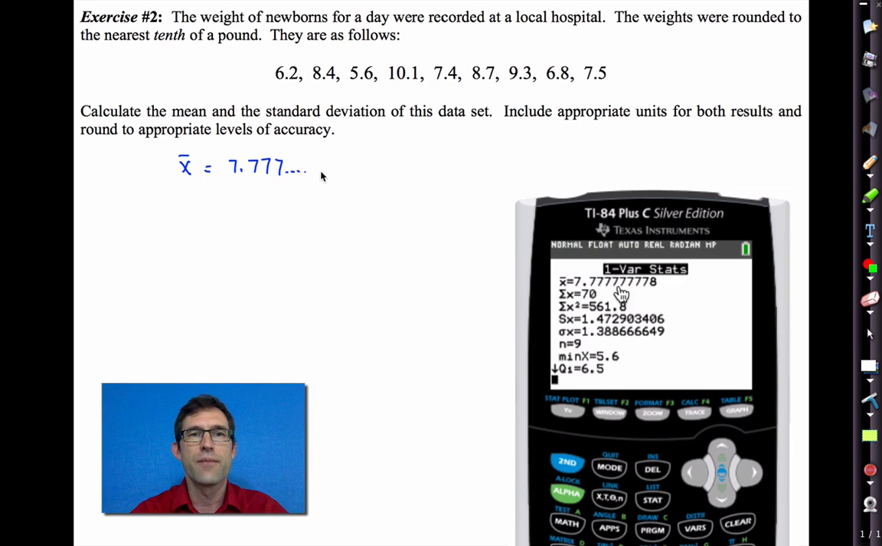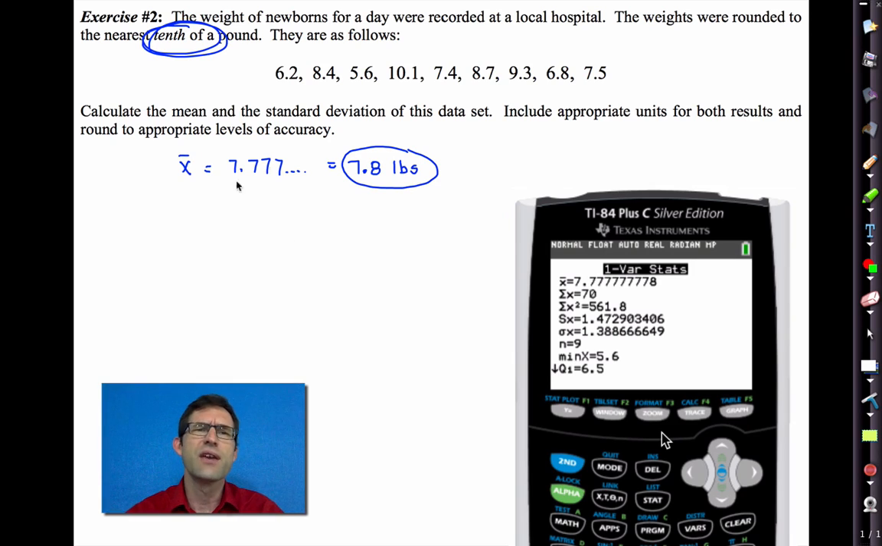7.777, etc. All right. Now what should I round to? Well, all of these things have been rounded to the nearest tenth. So that is exactly what I should round my mean to. The problem shouldn't need to tell me what to round to because I've got this general principle. If the inputs have been rounded to the nearest tenth, the outputs should be.